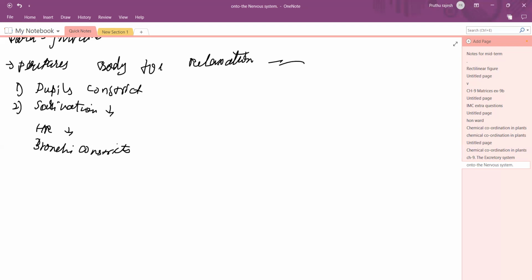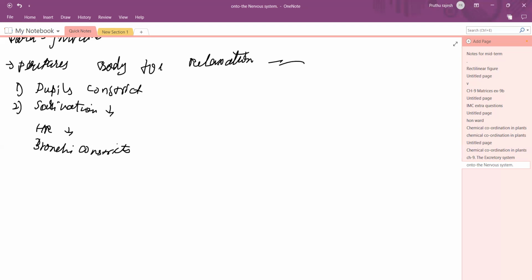Next, shivering. When it is too cold outside, there is muscular contraction, and when it's hot, you sweat a lot due to glandular secretion. Dilation of pupil: pupils dilate in the dark and constrict in light, and vice versa, because of muscular movement.